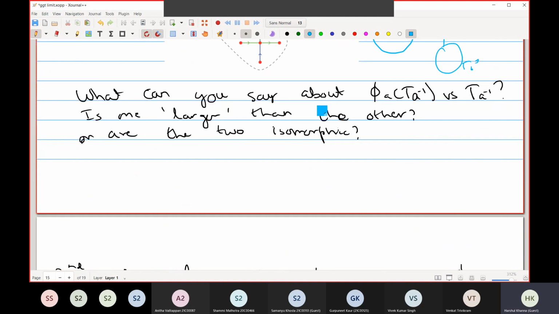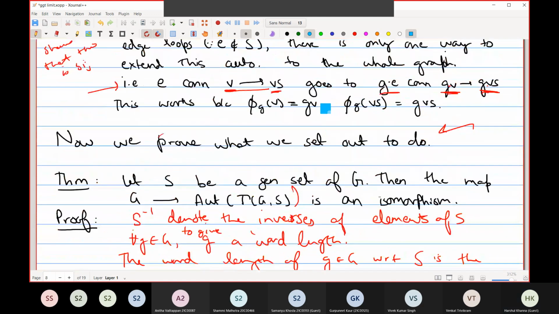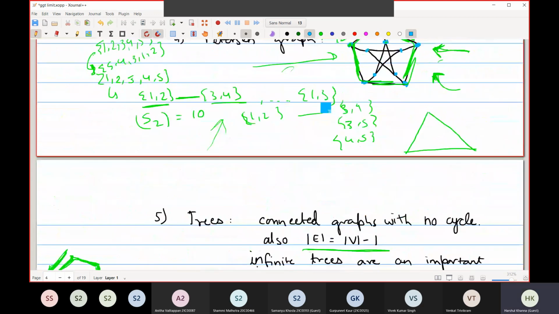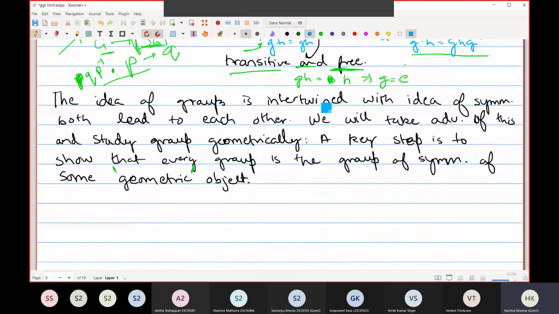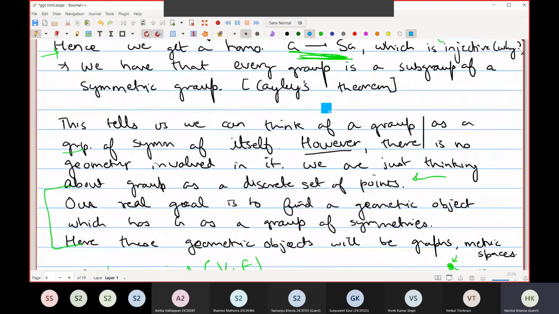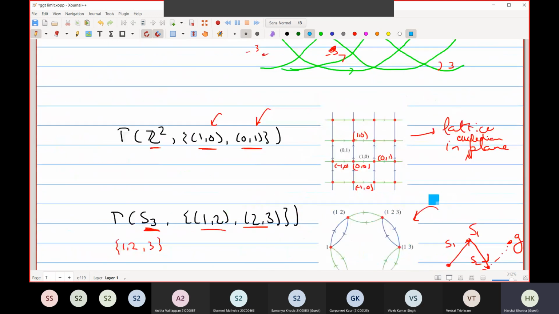The geometric objects we will be considering are graphs and metric spaces. We have considered graphs, but what about metric spaces now? So I hope every one of you is at least familiar with the definition of metric spaces.